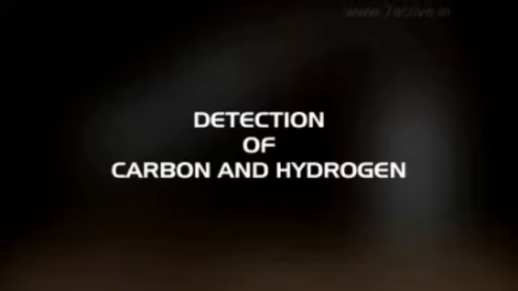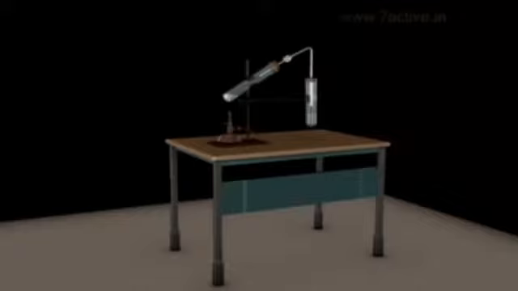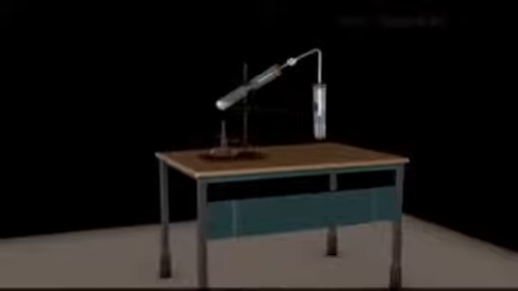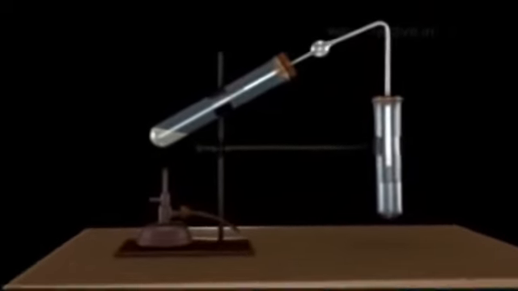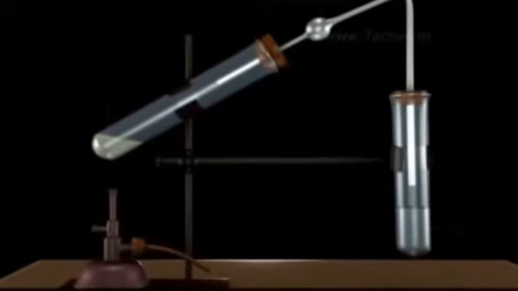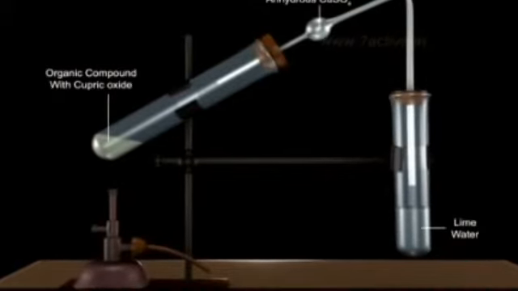Detection of carbon and hydrogen. The analysis of an organic compound is the first step to find the elements present in it qualitatively. The detection of various elements present in an organic compound is called qualitative analysis. Carbon and hydrogen are present in almost all organic compounds. Let us see the procedure of detecting carbon and hydrogen.